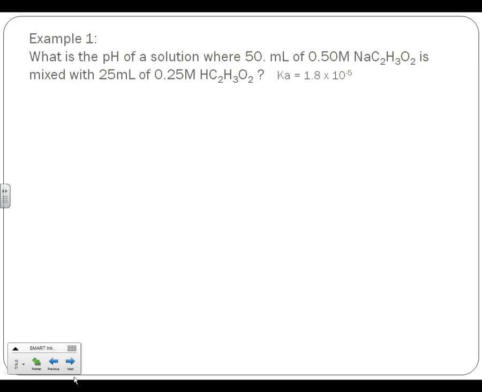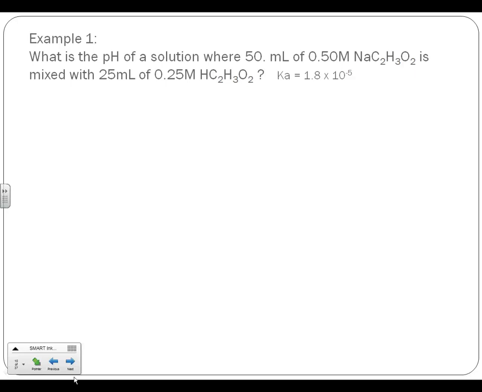Let's do some more examples here as we kind of get the hang of this. So if I mix up our volumes and molarities a little bit: 50 mL of 0.5 molar sodium acetate mixed with 25 mL of 0.25 molar acetic acid, what are we going to get?